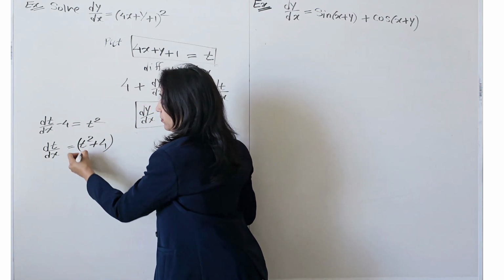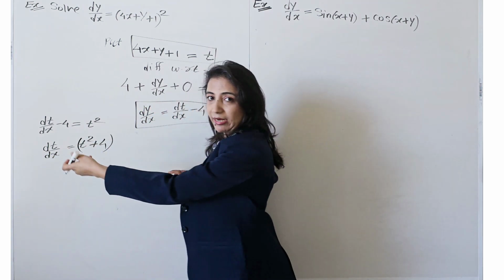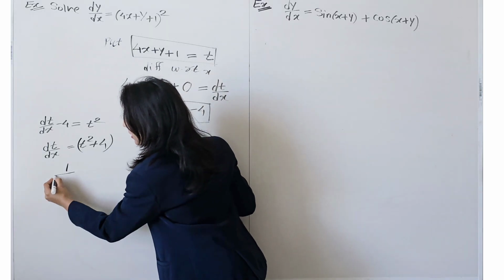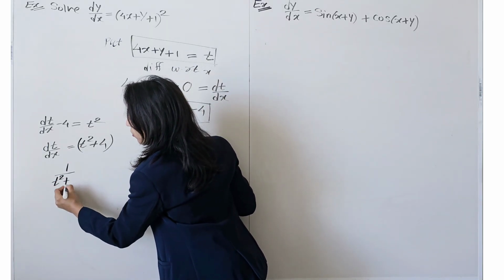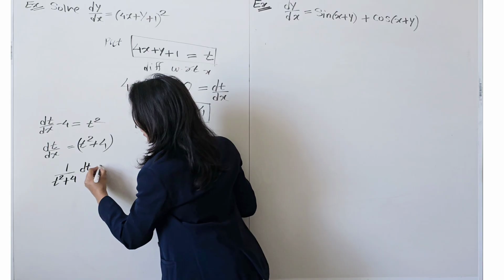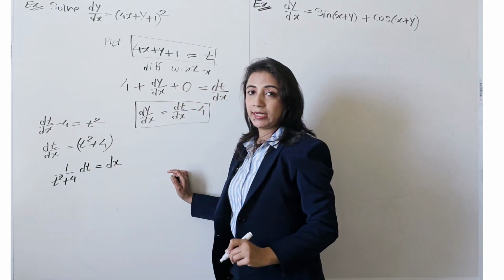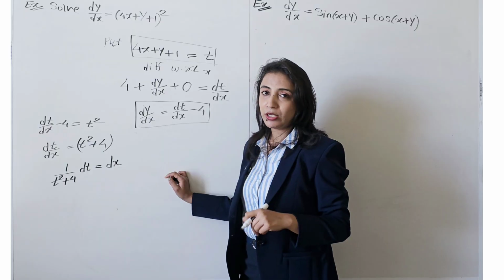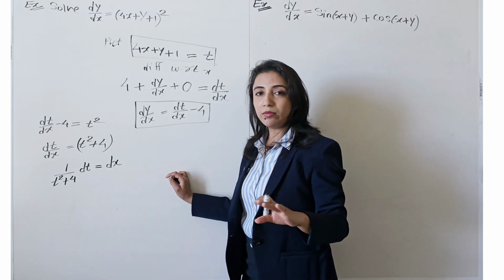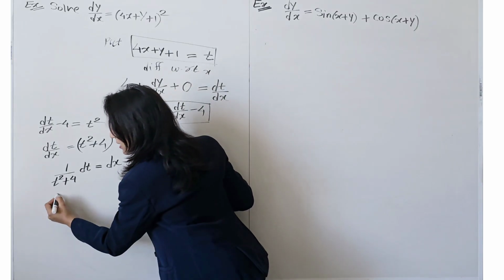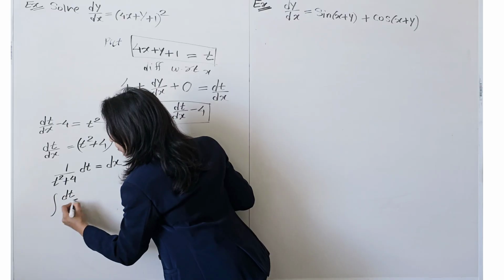Now this is a function of t. So shift this t term to the left side so that we can separate the variables: dt divided by t square plus 4 equal to dx, since shifting means multiplying. Now the variables are separated. So the next step is just to integrate both sides. Once the variables are separated, you just have to integrate both sides.